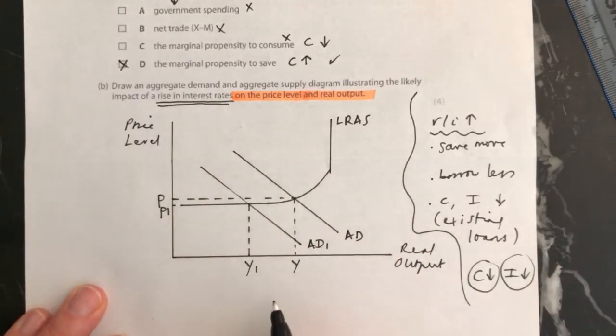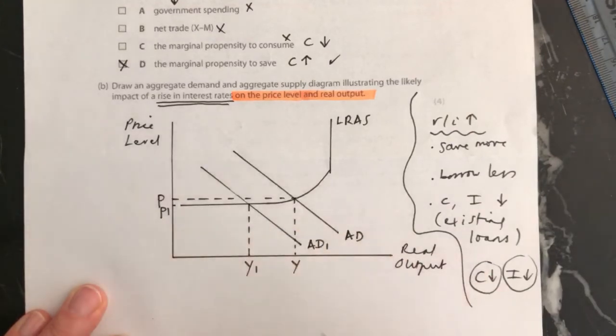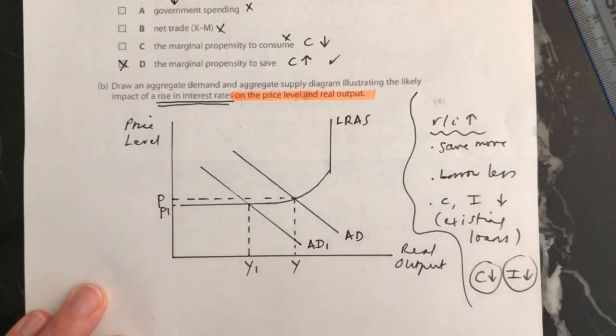And therefore, you can see that income has fallen, real income's fallen from Y to Y1, and real output's fallen from Y to Y1. And the price level has fallen from P to P1. So we've seen the impact on the price level and the real output. You don't need to add anything else on because they can see clearly it's gone from AD to AD1, Y to Y1, P to P1. That's the 4 marks for the question.